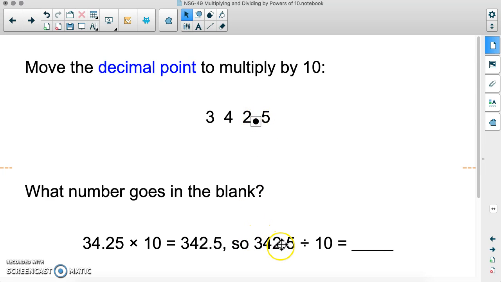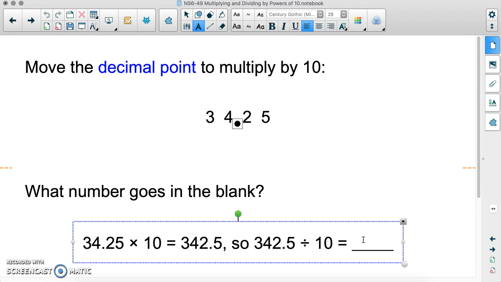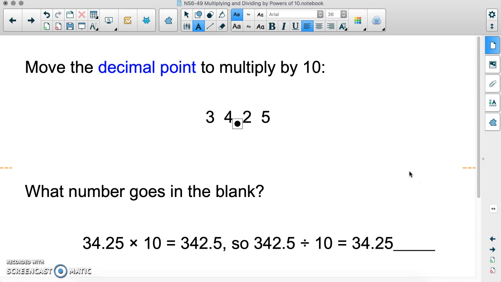Now, what is 342.5 divided by 10? What am I going to put in this blank? To divide by 10, if we multiply, we move it to the right. When we divide, we're going to move it to the left. So I'm going to move it one place to the left to divide by 10. Now I'm back to where I started. I started at this exact same number. So now I have 34.25.